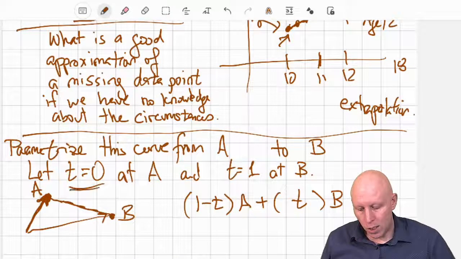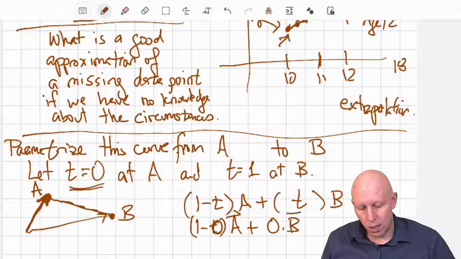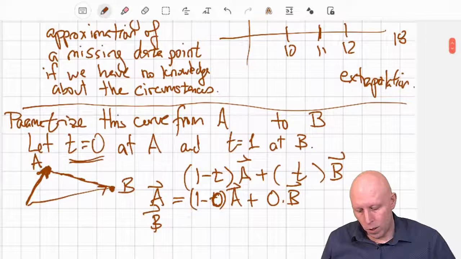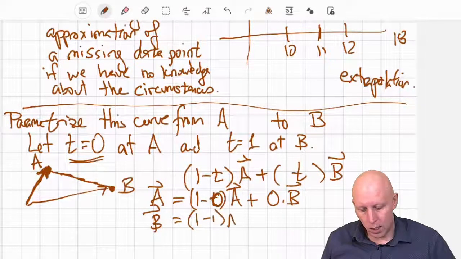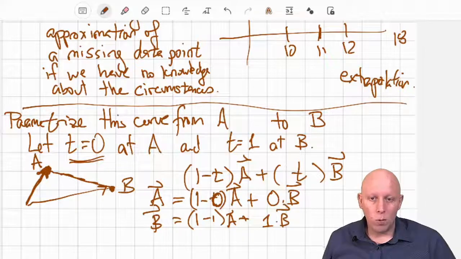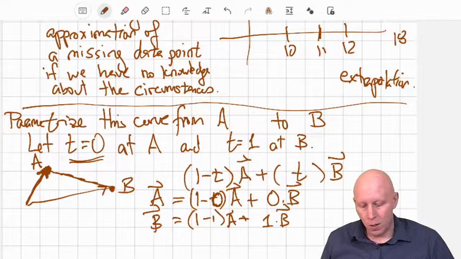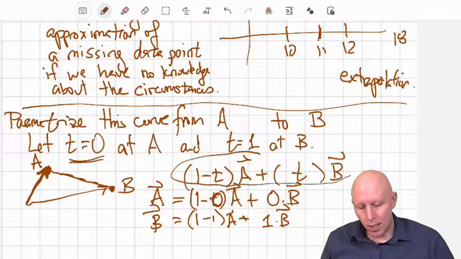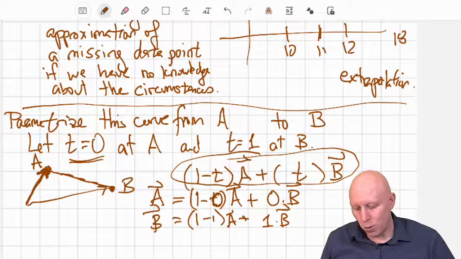So when t is equal to 0, we get 1 minus 0 times A plus 0 times B. From that you get 1A plus 0, so that's just A. And then at time 1, where are we? We're at 1 minus 1 times A plus 1 times B. So that's 0 A's and 1 B, so we are at B. And you can see that as t changes, we move smoothly from A to B.